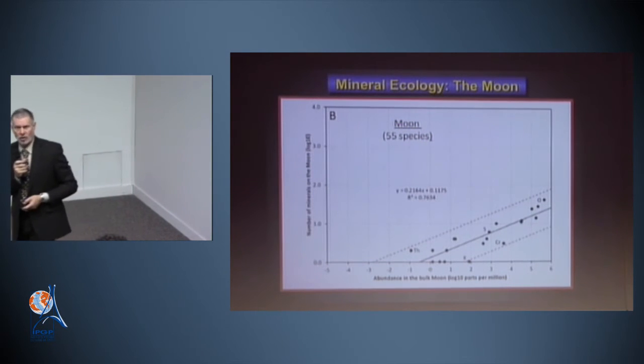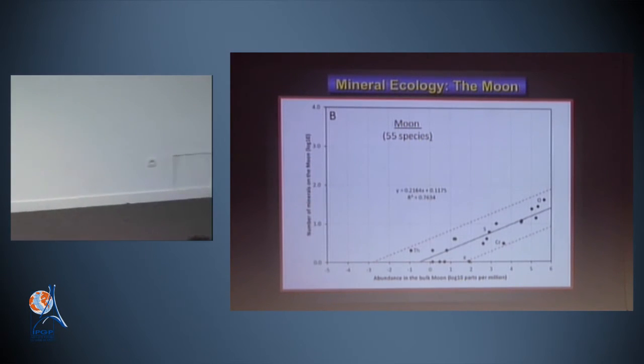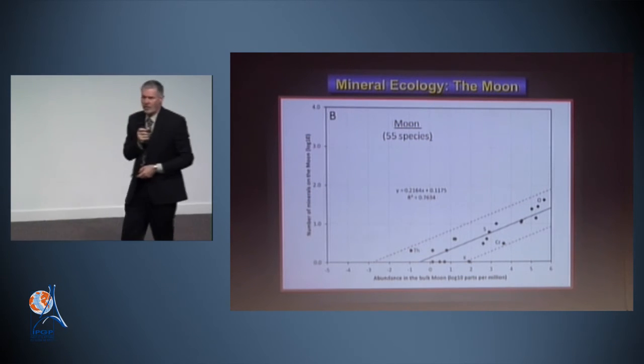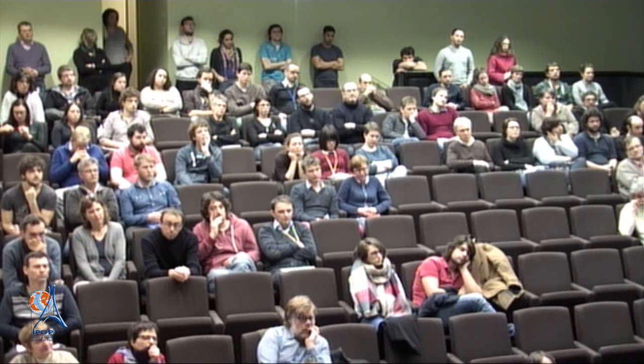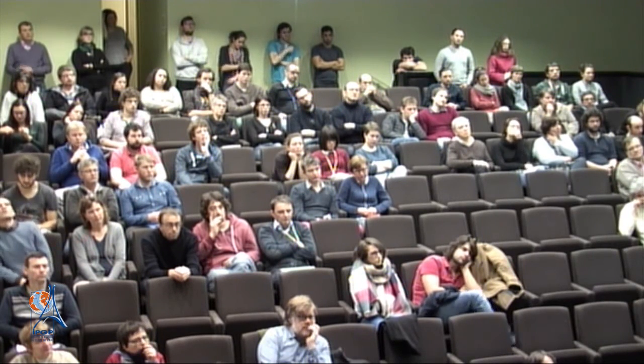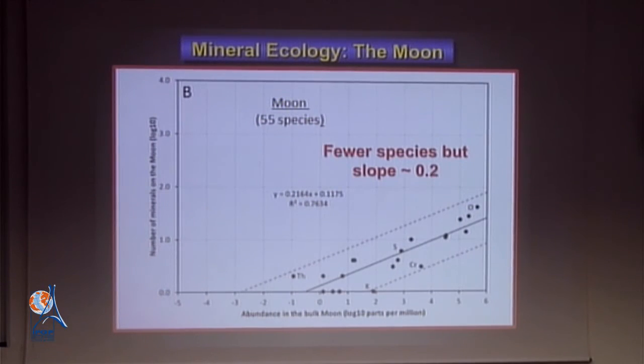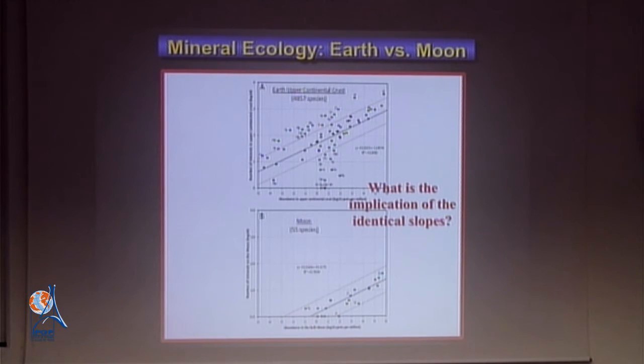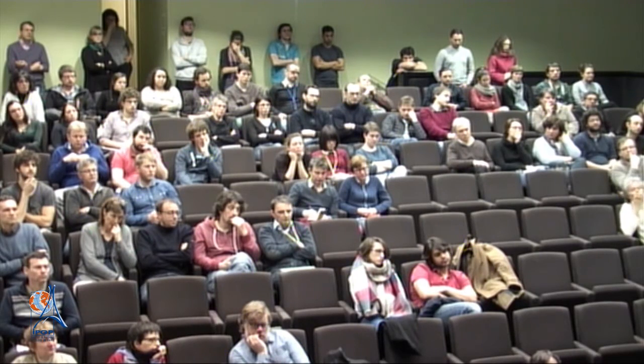And we can ask the same sort of question for the moon. And here we see far fewer known minerals, only 55, but the exact same kind of trend. And furthermore, it has the exact same slope. And this raises an intriguing question. What is the implication of the identical slopes? And I want you to think now, as those of us in petrology have been taught to think, about phase space. You have pressure, temperature, and 72 chemical elements. So that's a 74-dimension phase space.